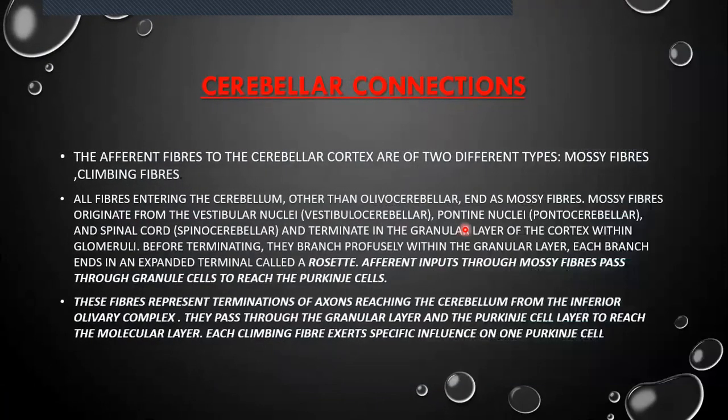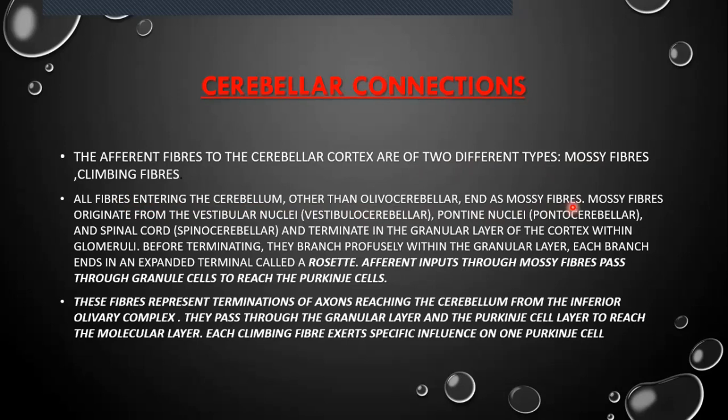Then let's look at the cerebellar connections. Now, the afferent fibers to the cerebellar cortex are of two different types. They can either be mossy fibers or climbing fibers. All fibers entering the cerebellum other than olivocerebellar end as mossy fibers.